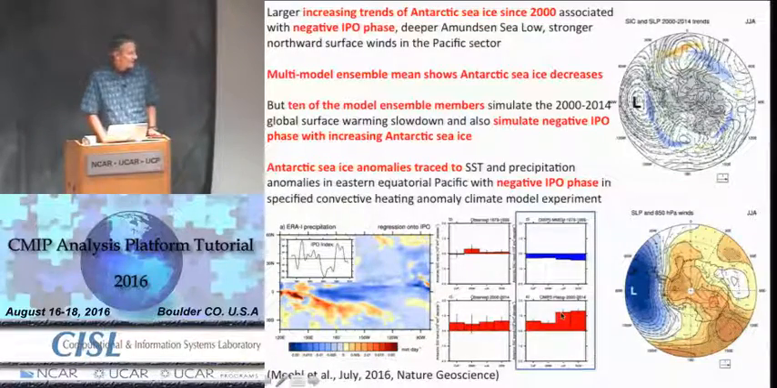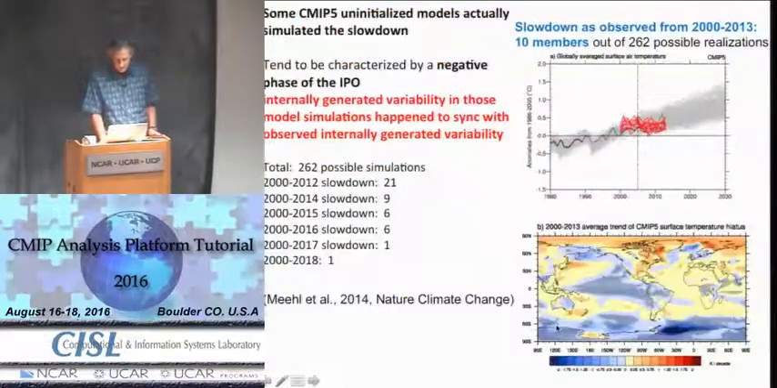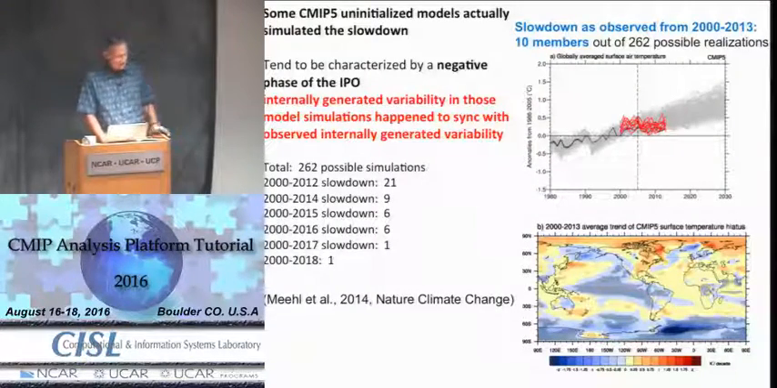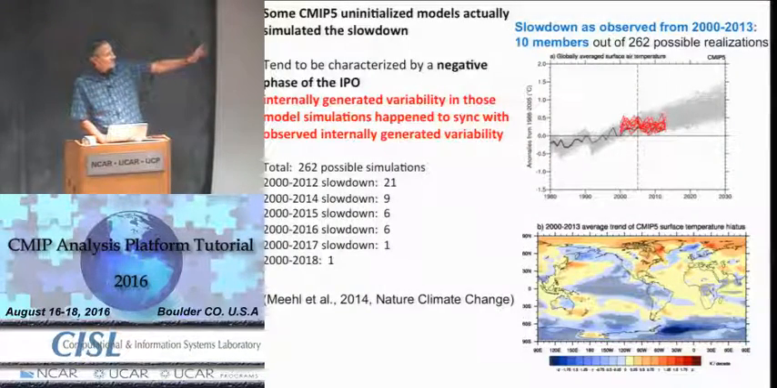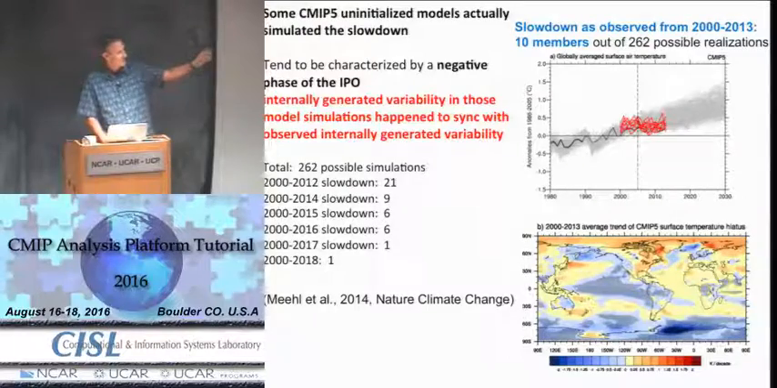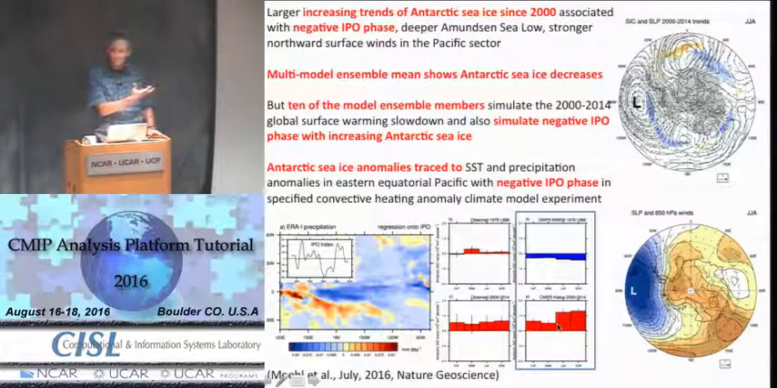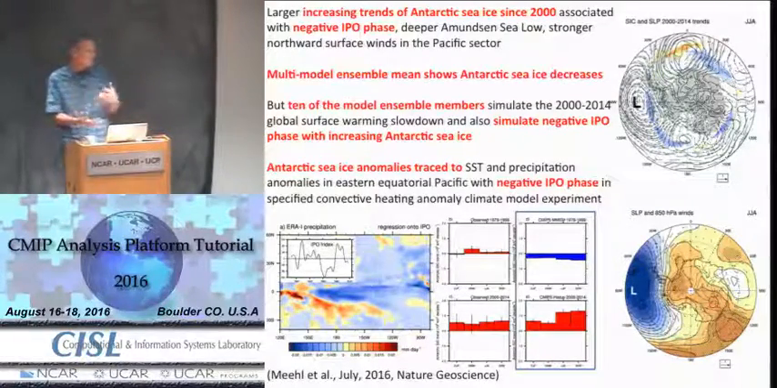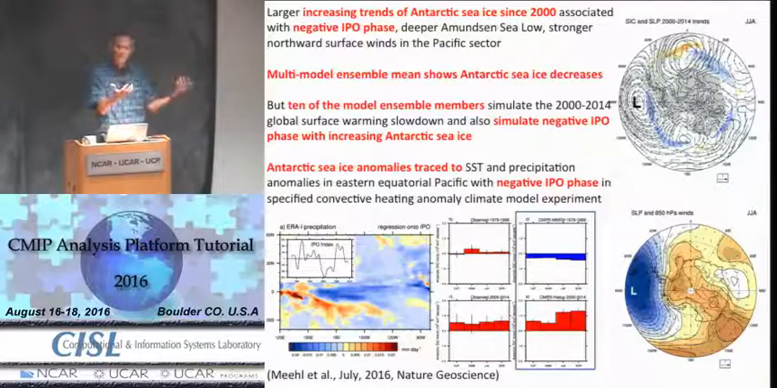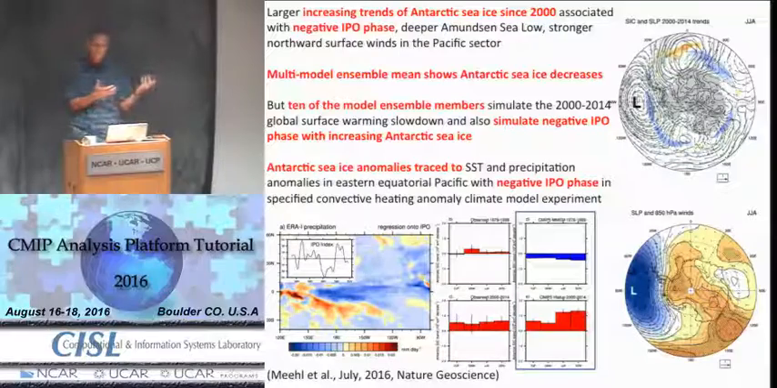But if you look at these models here, and again, these are these 10 realizations that had the slowdown at about the right time and had this negative phase of the IPO. If you look at those 10 models, you get big increases of Antarctic sea ice. In other words, this appears to be in the models. The models are capturing this internally generated variability and the effects on Antarctic sea ice in the same way that seems to be happening in the observations. You just have to look at it in the right way.